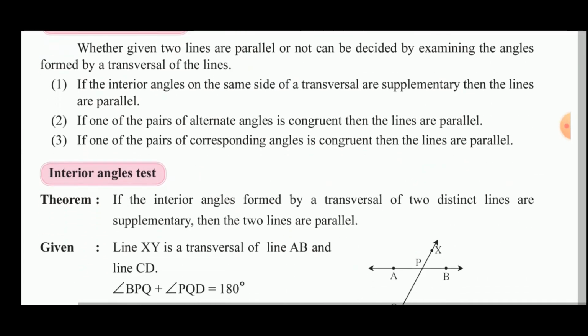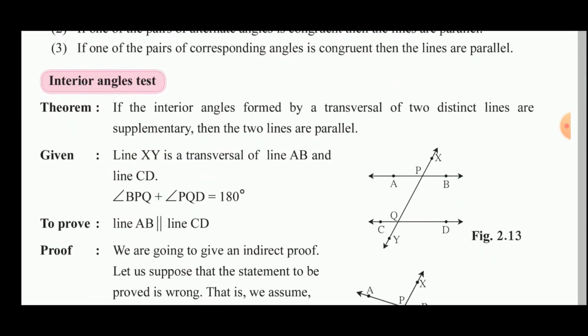Now the first is your interior angles test. See the theorem. If the interior angles formed by a transversal of 2 distinct lines are supplementary, then the 2 lines are parallel. Now XY is a transversal of the lines AB and CD respectively. Angle BPQ plus angle PQD is equal to 180 degrees. This is given. And now we have to prove line AB is parallel to line CD.